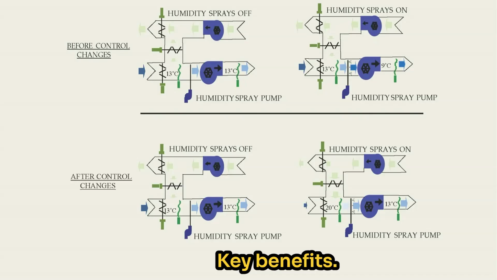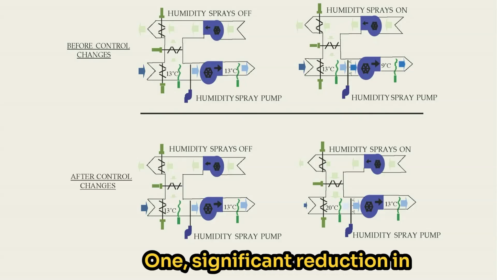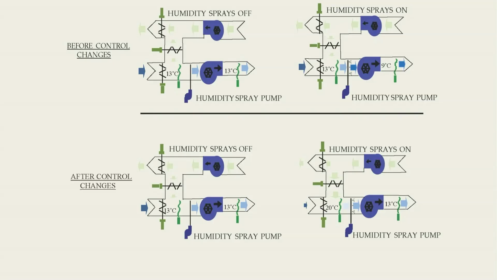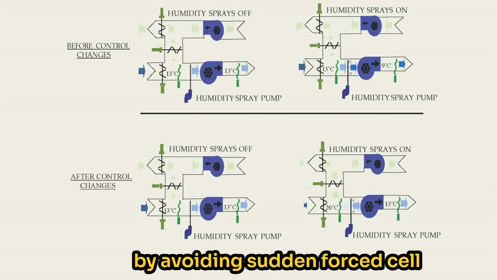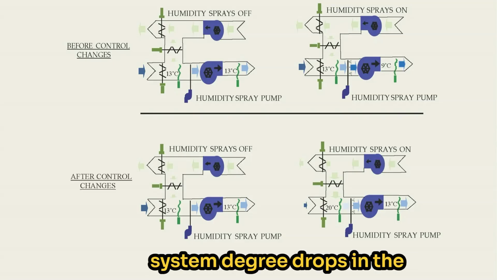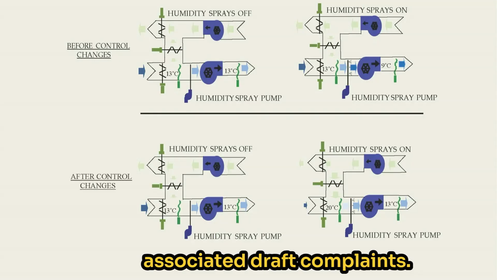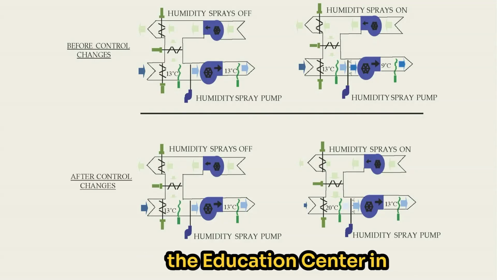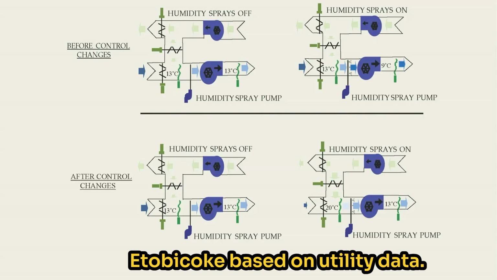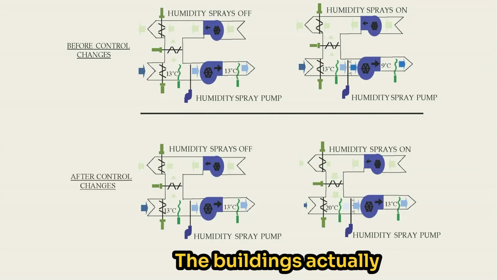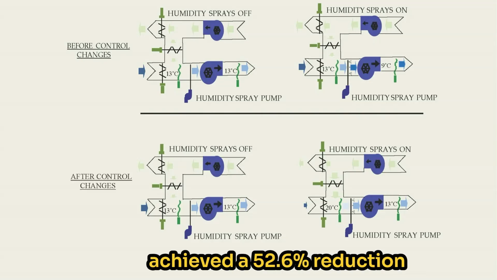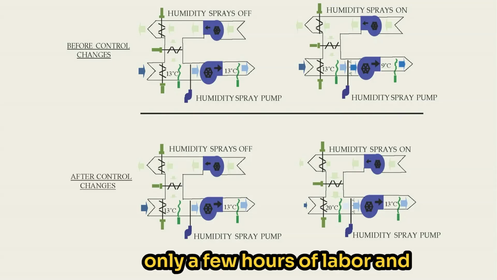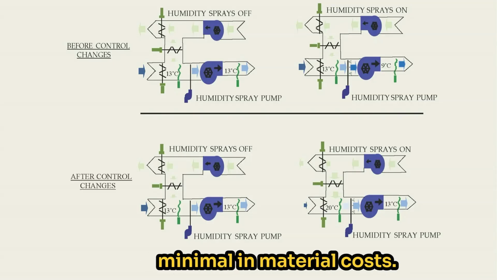Key benefits: 1. Significant reduction in energy waste by eliminating unnecessary reheating. 2. Improved occupant comfort by avoiding sudden 4 Celsius degree drops in the supply air temperature, and the associated draft complaints. This control strategy proved highly effective at the Education Center in Etobicoke. Based on utility data, the buildings achieved a 52.6% reduction in gas consumption, with implementation requiring only a few hours of labor and minimal material costs.